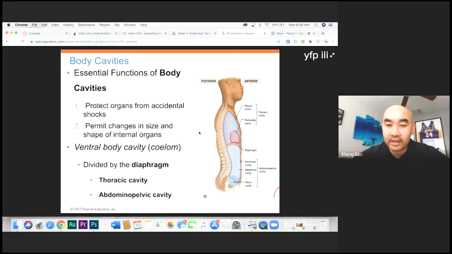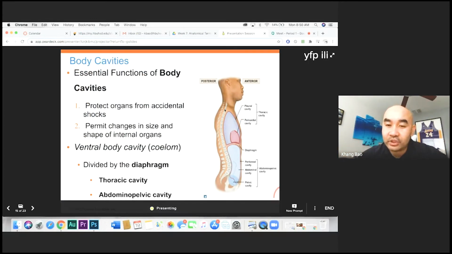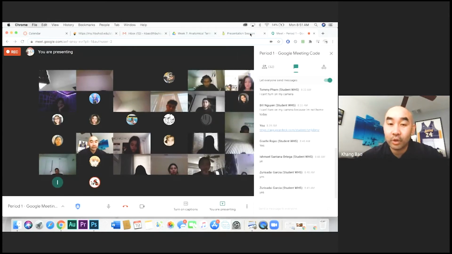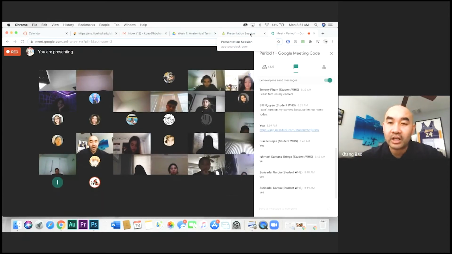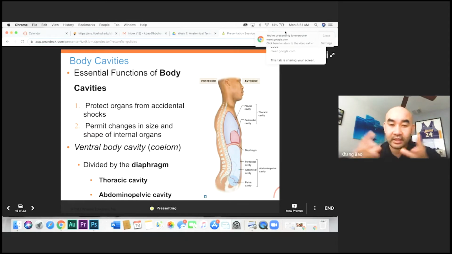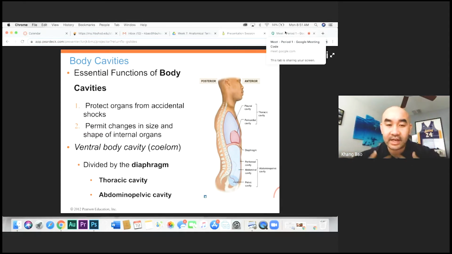Body cavity, think of it like a box. Its job is to protect your very important organs from accidental shocks, for example, like a car accident, like somebody hit you. The body cavity is kind of like a shock absorber. It also allows your organs to change size. Think of the lung, for example. They inflate, deflate, inflate, deflate, allowing breathing.